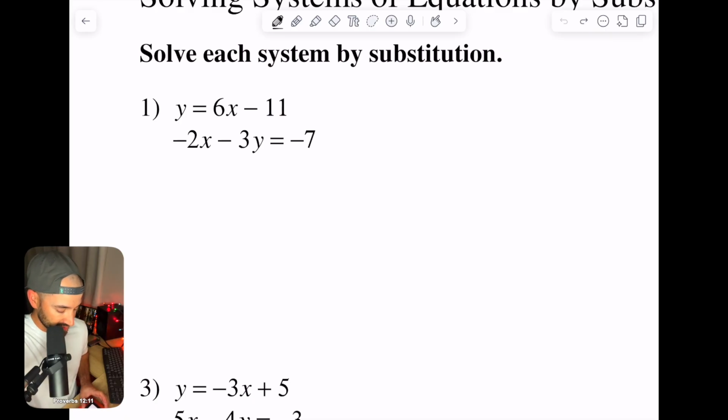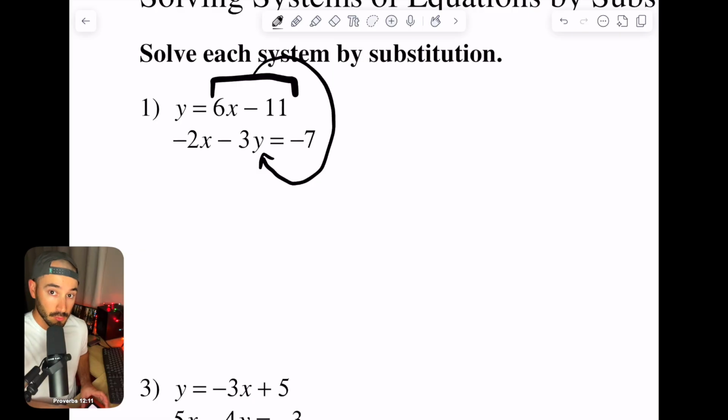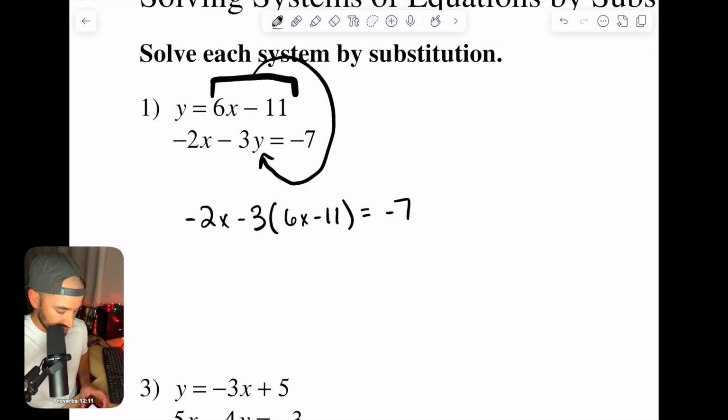We have y equals 6x minus 11, and because y is equal to 6x minus 11, we can substitute that in for y in the second equation, okay, because it's equal to y. So we're going to rewrite the second equation as negative 2x minus 3 times parentheses 6x minus 11 is equal to negative 7. Okay, and now we just solve it like an equation.